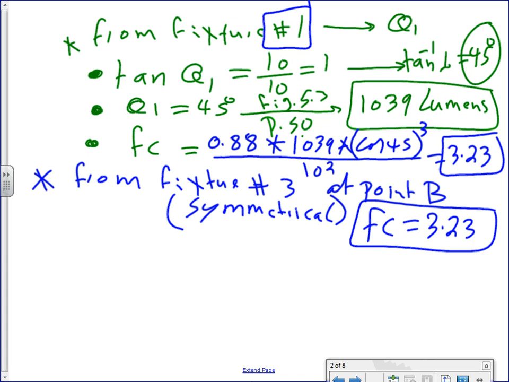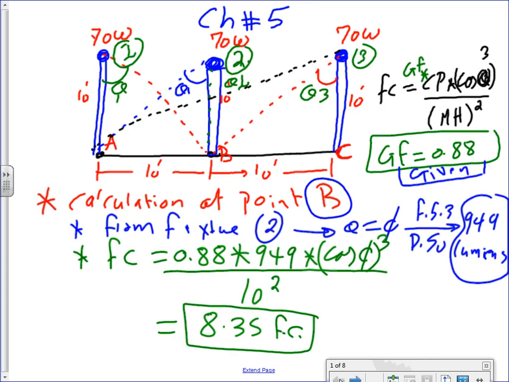So the foot candle, guys, that's coming from 3 to B is exactly symmetrical to the triangle that's coming from 1 to B. So do I need to go do the same calculation? Did you guys hear me? If you're coming from 3 to B, it is an identical calculation as from 1 to B, because the symmetrical triangles give you the same answer. Did you guys hear me when I say symmetrical?